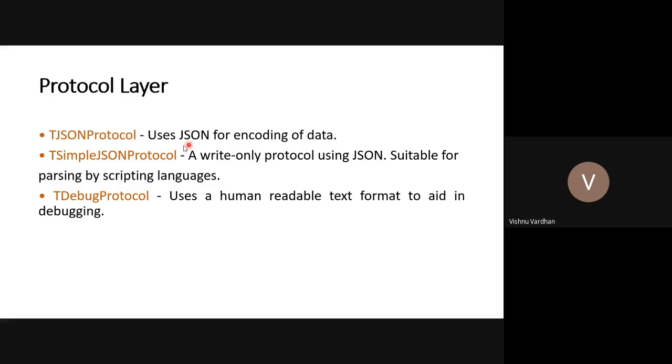Okay, then TJSONProtocol uses JSON for encoding of the data, simple to understand. It encodes the data in JSON format. TSimpleJSONProtocol is a write-only protocol using JSON, suitable for parsing by scripting languages.